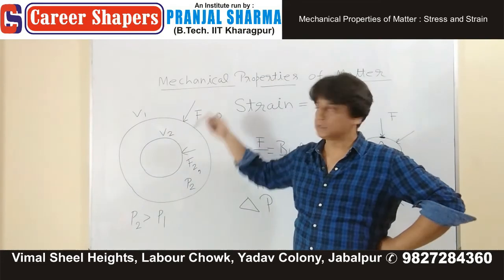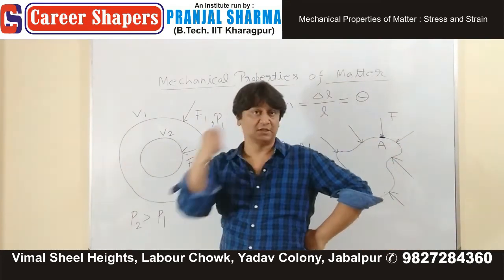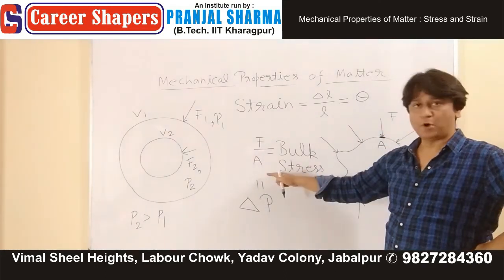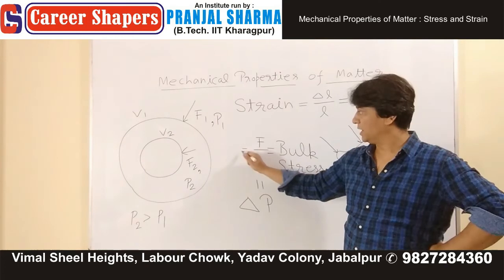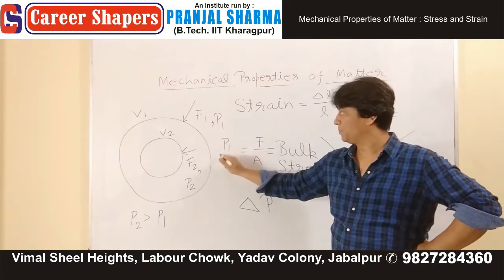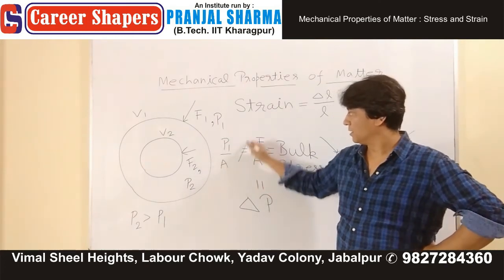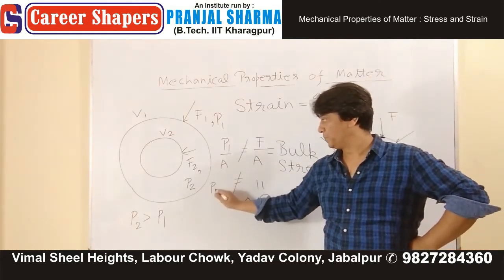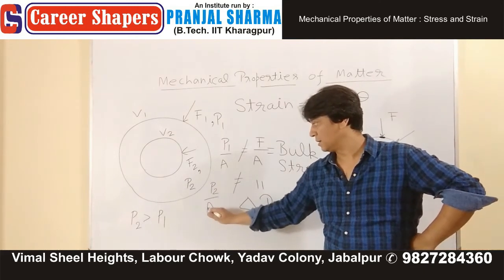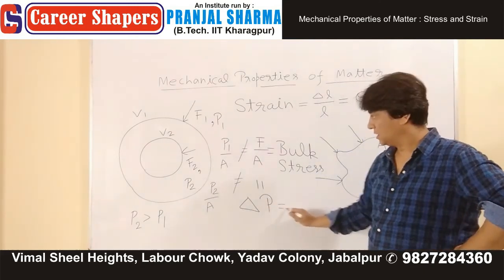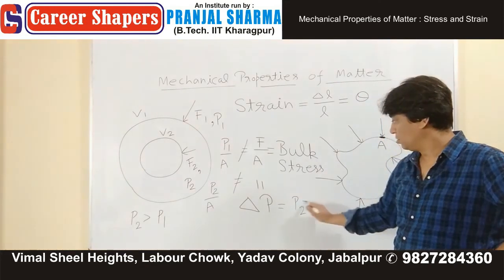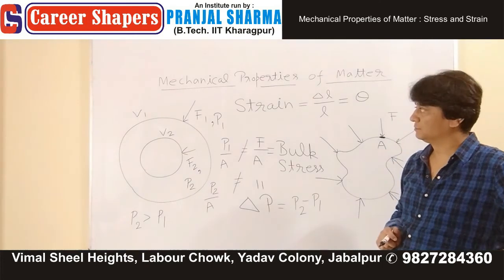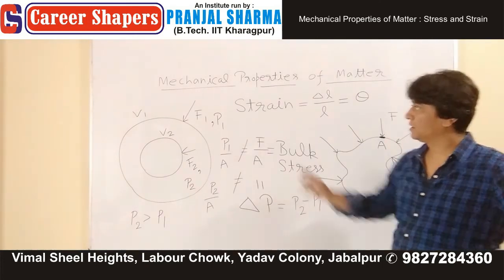Force is not coming from the side, force is coming from all the sides. It's a bulk thing. Then, when you write F upon A, it is not P1 upon A, it is P2 upon A. What is it? It is P2 minus P1.